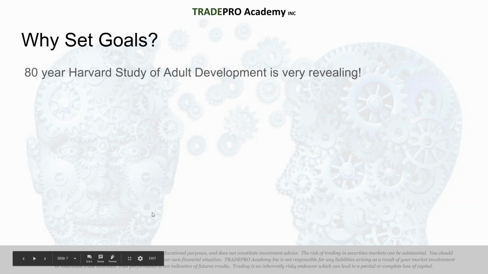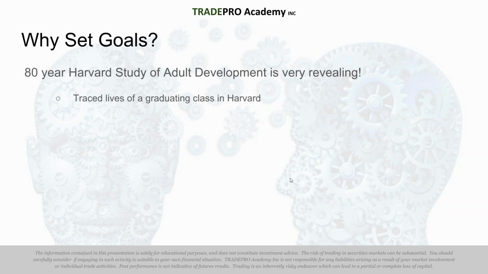You already know. The 80-year Harvard study of adult development is pretty cool. It's a study basically to trace lives of a graduating class in Harvard and an inner city group of Boston working class, blue collar young adults, young adolescents. And what it did is it traced their lives. It was supposed to be a shorter period of time. This study is still ongoing.